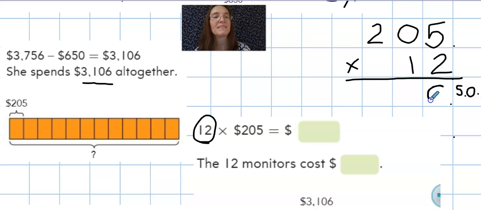2 times 5 is 10. I'm going to regroup that 10. 2 times nothing in the tens place is no tens except for this one. And 2 times 2 hundreds is 4 hundreds. Having taken care of multiplying the single ones place, I'm going to check it off there. Some people like to do that.